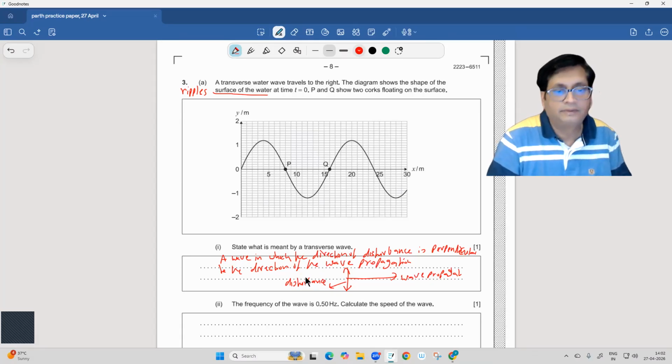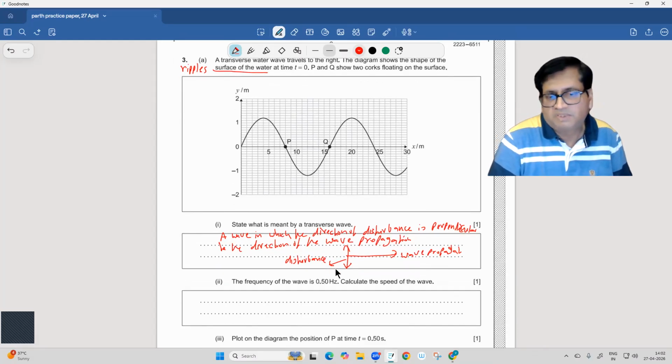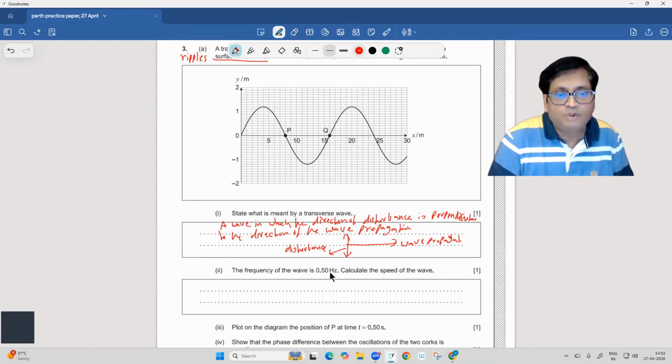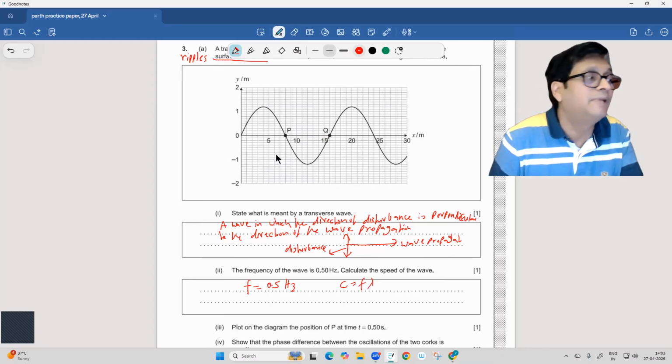I like this, it's always good to make a sketch. The frequency of the wave is this much. Calculate the speed of the wave. Frequency is given. What do we need for speed? Lambda. Very good, f lambda. f is given, so we have to find lambda. How will we find lambda?